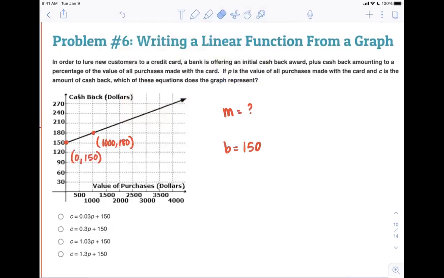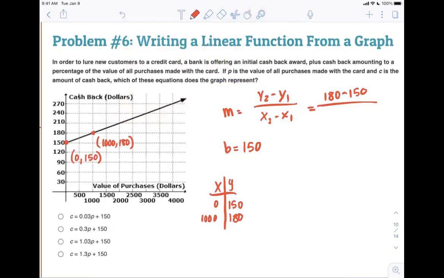Okay. Slope formula. We've done this a couple of times now. Let's go ahead and do it real quick. y2 minus y1. You can either look at the points the way you have them, or put them into a table to organize them a little better. Either way, what would I put for my y2? 180. So this would be 180 minus 150 over 1,000 minus 0. What do we get? 0.03.